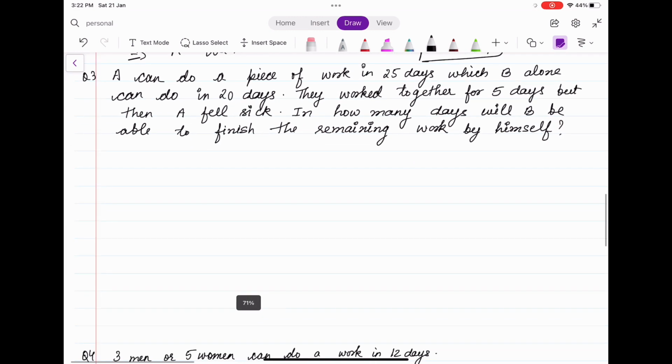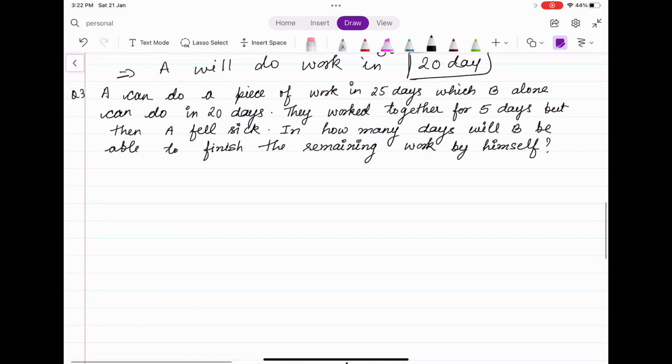So the next question is, A can do a piece of work in 25 days. B can do the piece of work in 20 days. So in one day, A can do 1 by 25 work, B can do 1 by 20 work.